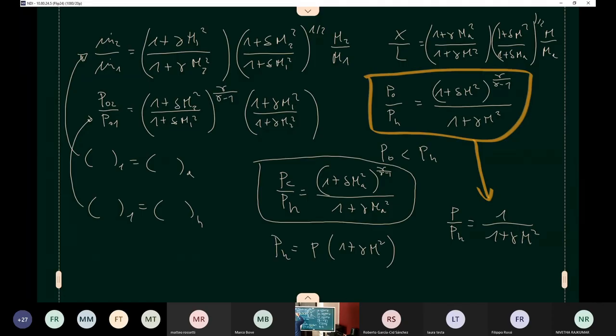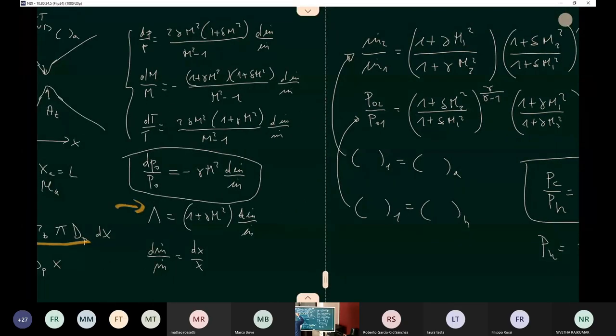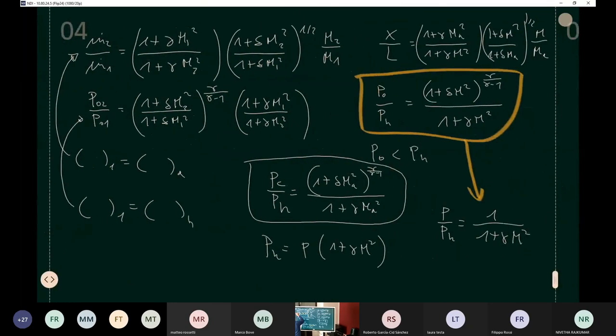This is also written here. In this dp0 over p0, there is a relation which depends on the Mach number squared. So this is clear and means that the lower the port area, the higher this pressure difference will be. I mentioned something about the wall thicknesses or the wall stresses that you have to take into account because of different pressure.